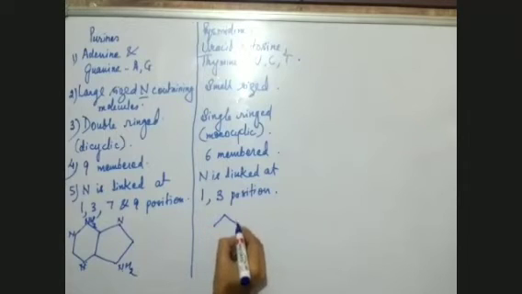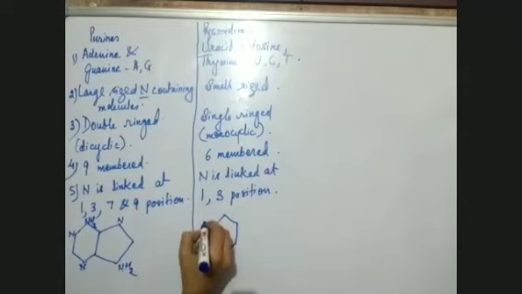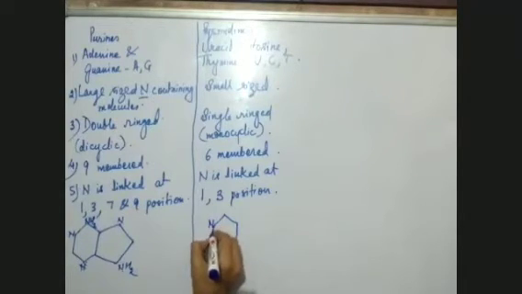So 6-membered means they are monocyclic. Single cycle is present, single ring is present. And because of the single ring, here again nitrogen is present at the first and the third position. So this is 1, 2, 3, 4, 5, 6, 6-membered. This is what is known as 9-membered and 6-membered. Is it clear to you now? Any doubt in this now? Okay, so I'll move on to the next.